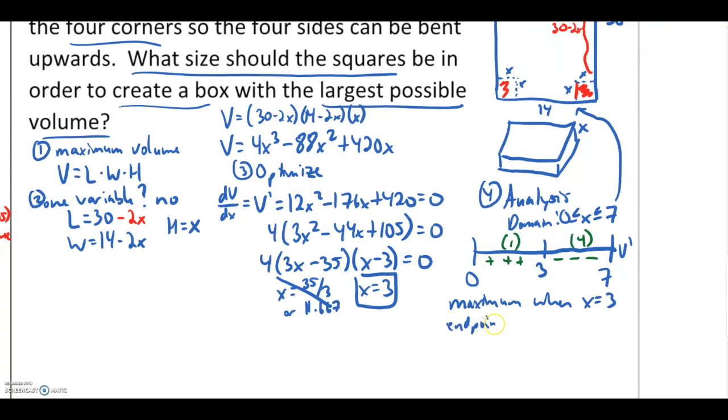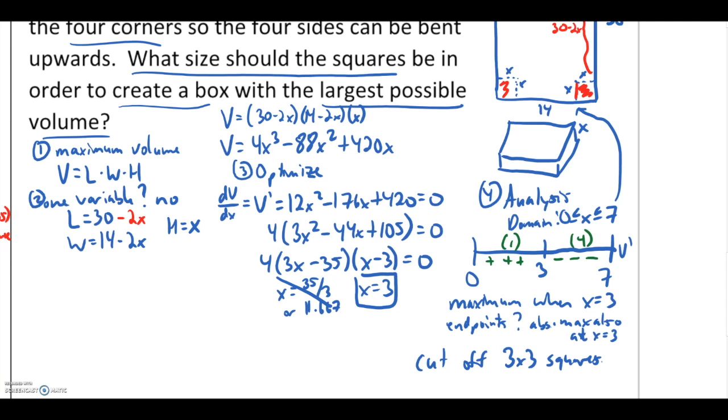This one does have 2 endpoints, so you might worry about an absolute max being elsewhere, but the absolute max is also at x equals 3, because this thing only increased and then decreased, it never increased again. This has to be my absolute highest point for my original function. And so the answer of what size squares we should cut off is 3 by 3 squares. And that does it.